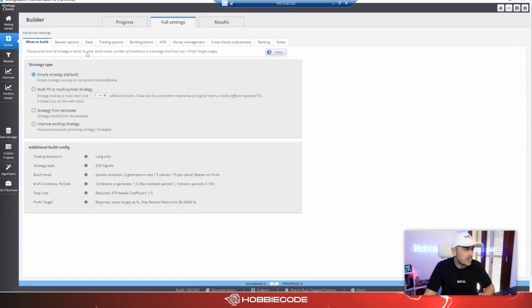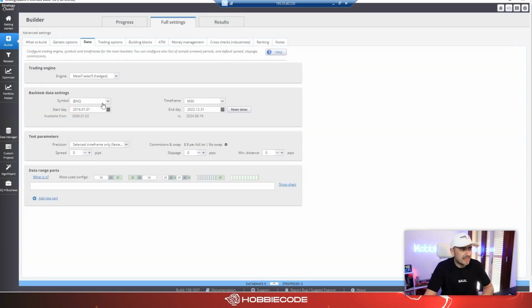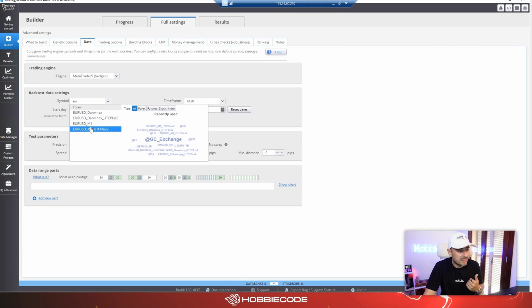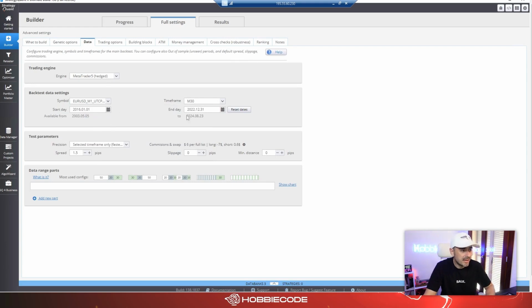Well, I'm going to do it a bit quickly, right? The interesting part here is selecting the data, and I want to create strategies, for example, for the euro dollar. Here I select the euro dollar, for which I have previously downloaded the data, and I put it here. I have data available from 2003 to 2024.